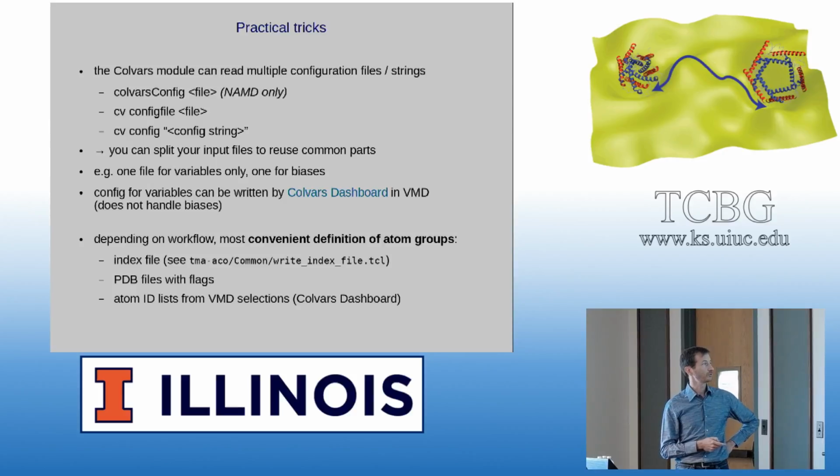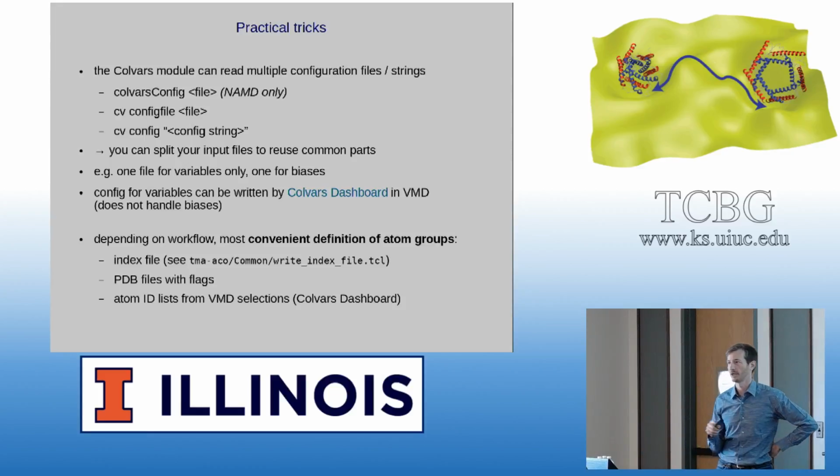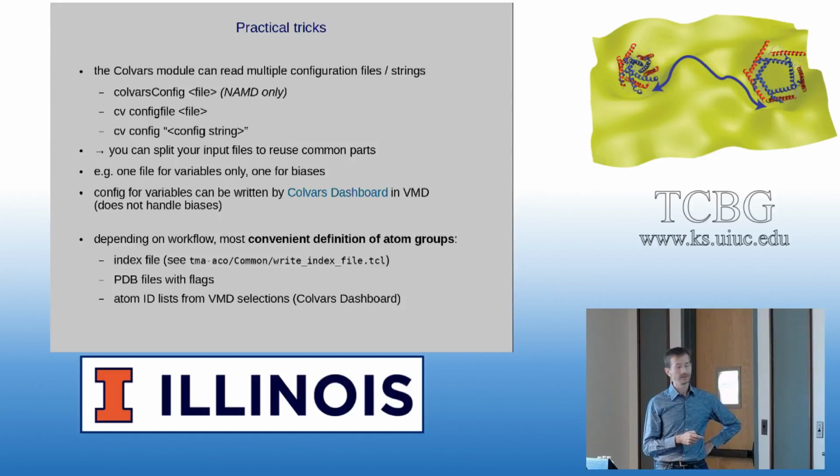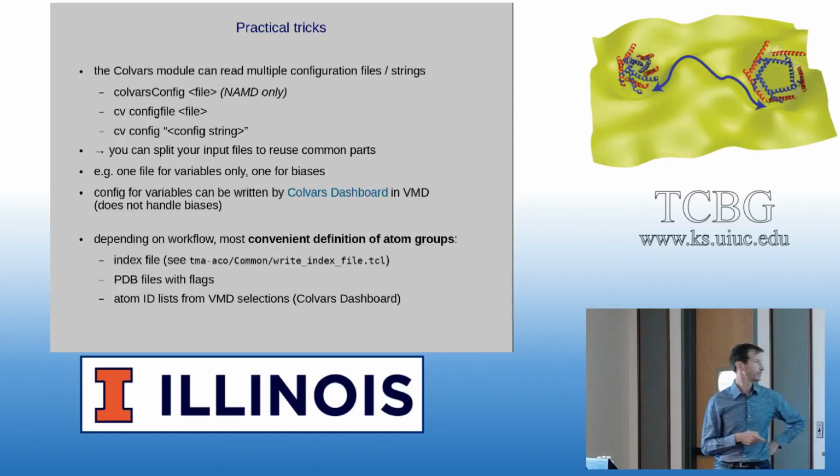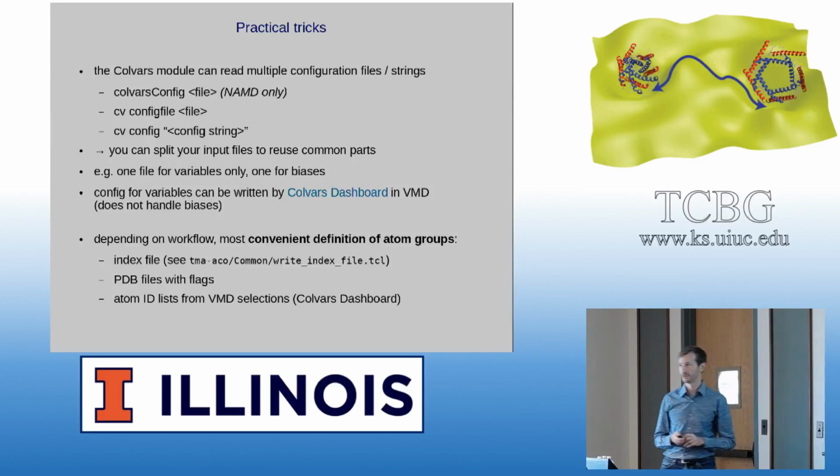And then depending on your workflow, if you want to define atom groups, you might take advantage of different ways to define them. One is the index file, and there's an example in this example folder. There's the write_index_file.tcl that will, based on a VMD selection, write an index file. Another thing that I didn't show you actually, but in the Colvars dashboard, is you can directly insert lists of atom IDs from VMD selections. So if you have a VMD selection text that defines your atom group, just use that in the dashboard.